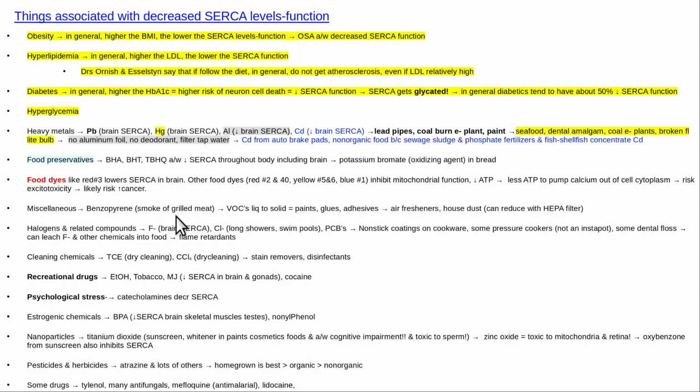Miscellaneous things like benzopyrene from grilling meat, of course, that's bad. But VOCs, volatile organic compounds, also tend to be harmful to Circa. You have a nose for a reason. If your nose tells you that something is bad or unpleasant, you should avoid it, okay? Any of these paints, anything that rapidly transitions from liquid to solid in general is harmful to you. It's going to give off volatile organic compounds. So that would be things like liquid paints that become solid, glues, adhesives, liquid adhesives. Okay, air fresheners. You don't want that stuff.